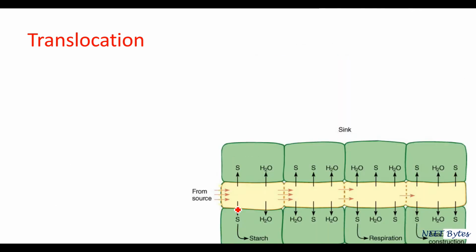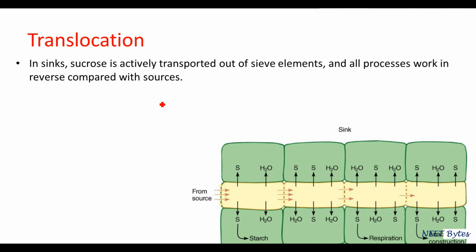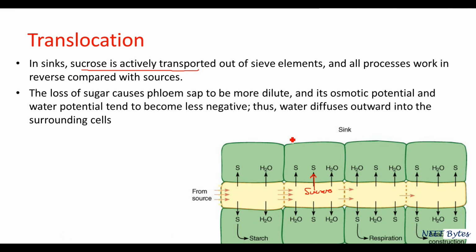Now have a look at the sink. What is going to happen in the sink? First of all, in the phloem, sucrose is coming. So in the sink, sucrose is actively transported out of the sieve elements, as you can see there. So here is actually sucrose, and sucrose is actively transported out to the area, right? What will happen? That loss of sugar causes the phloem sap to be more dilute. Once it is more dilute, then osmotic potential and water potential tend to become less negative. So as a result, again the water will diffuse out, because here there is a more concentration and here it is a less concentration. So that water will diffuse out.